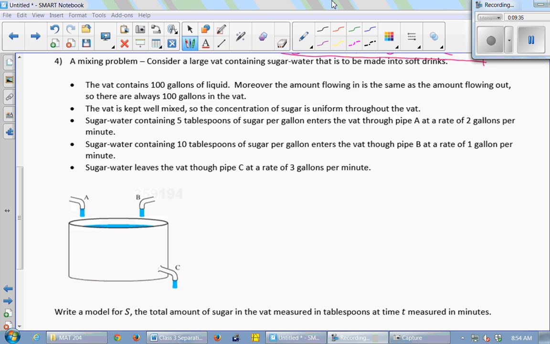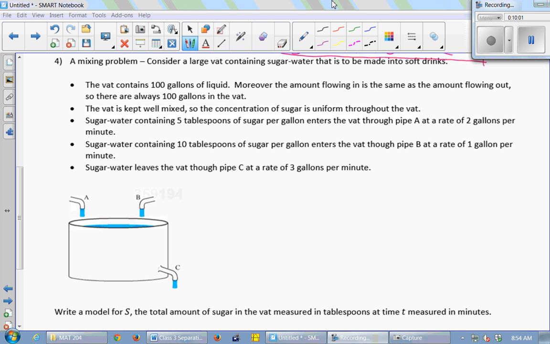Okay. So we've got this large vat that contains sugar water. It's going to be used to be made into soft drinks. So the vat contains 100 gallons of liquid. And the amount flowing in is the exact same as the amount flowing out. So there's always going to be 100 gallons in the vat. And we're going to assume that it's kept well mixed so that the concentration of sugar is uniform throughout. It's not going to settle to the bottom.